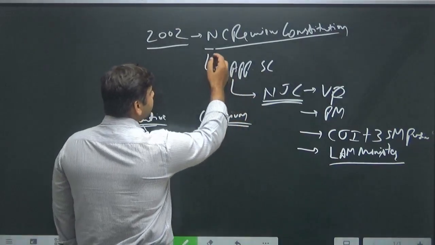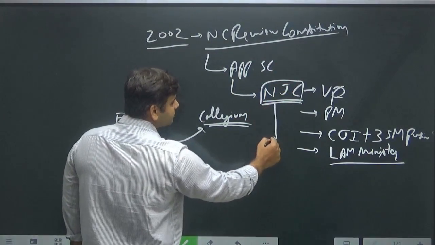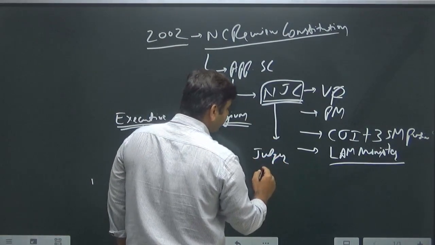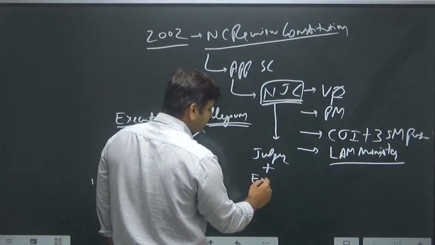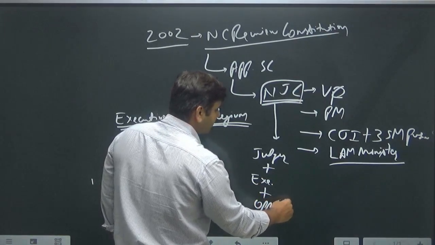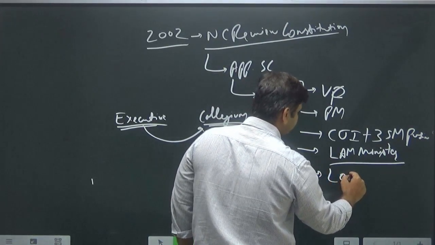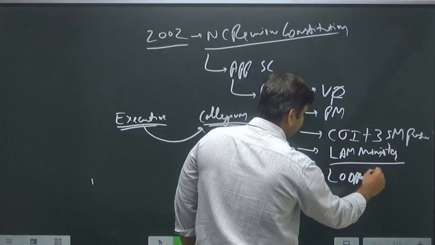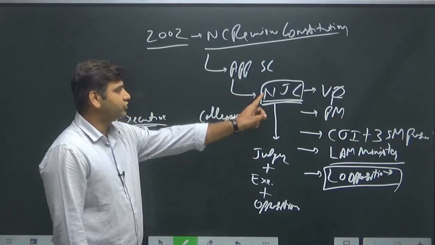Now, with the recommendation of the National Commission for the Review of the Constitution, it was said that a National Judicial Commission must be formed, which must contain judges and other important dignitaries such as the executive plus the opposition also. Here the leader of opposition in Lok Sabha and Rajya Sabha must also be considered as a member of the National Judicial Commission.